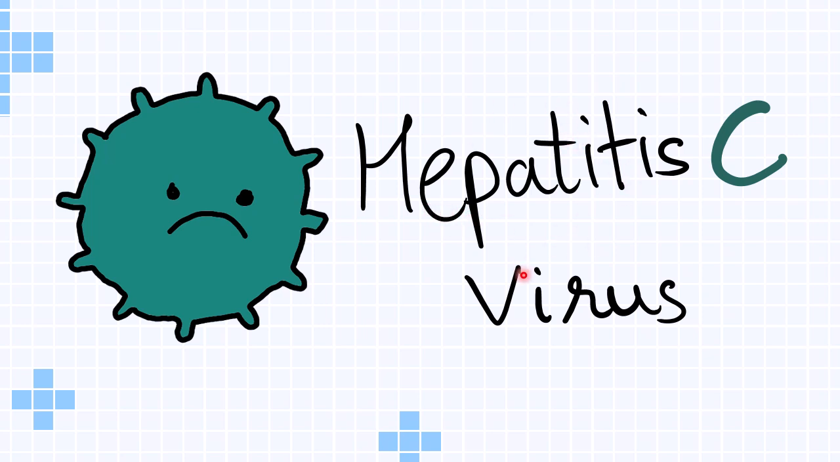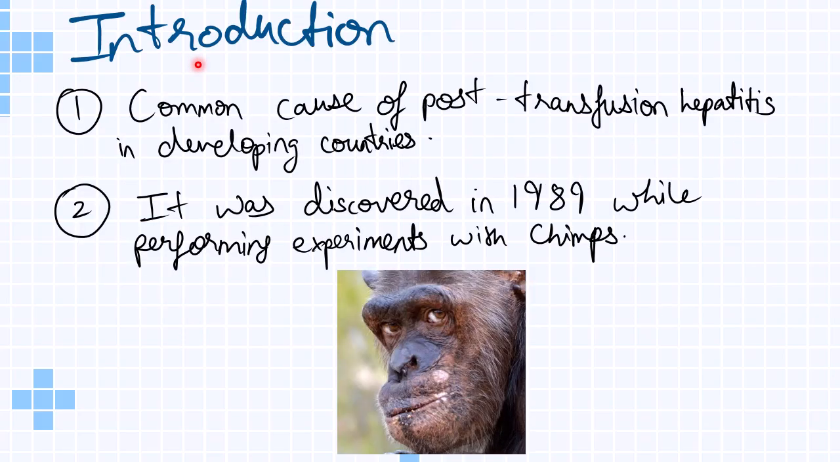In this video, we'll talk about hepatitis C virus. And with that, let's begin. First and foremost, let's start with the introduction. It is commonly seen in developing countries and it is seen after post transfusion. It was first discovered in 1989 while performing experiments with chimps.